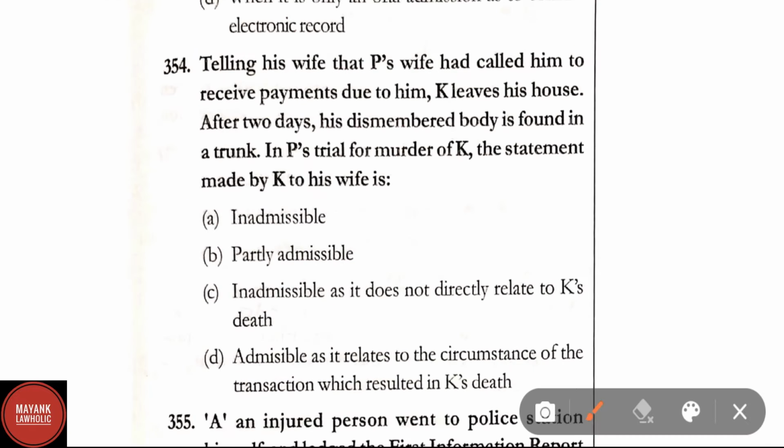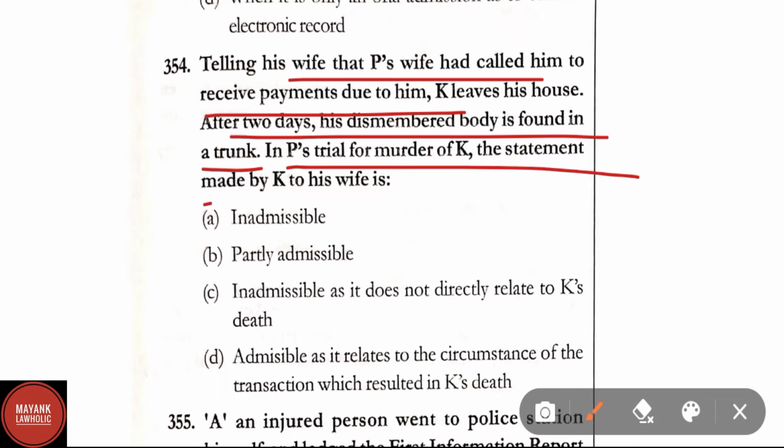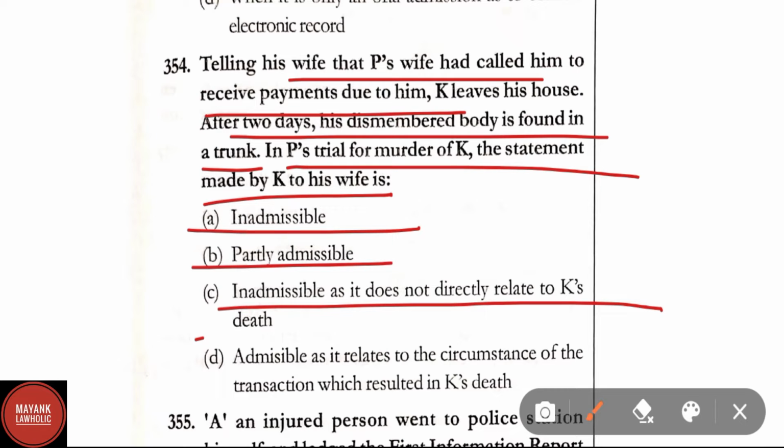Question number 354. Telling his wife that P's wife had called him to receive payments due to him, K leaves his house. After 2 days, his dismembered body is found in a truck. In P's trial for murder of K, the statement made by K to his wife is option A, inadmissible. Option B, partly admissible. Option C, inadmissible as it does not directly relate to K's death. Option D, admissible as it relates to the circumstances of the transaction which resulted in K's death.